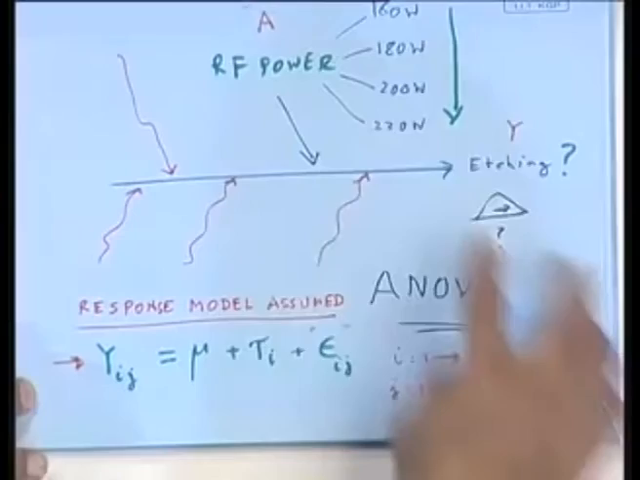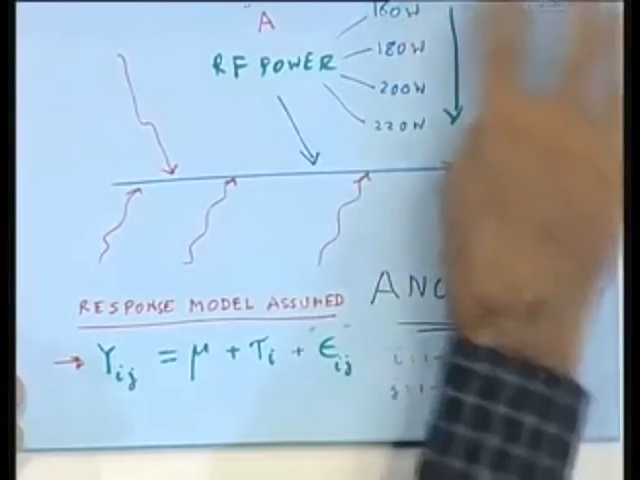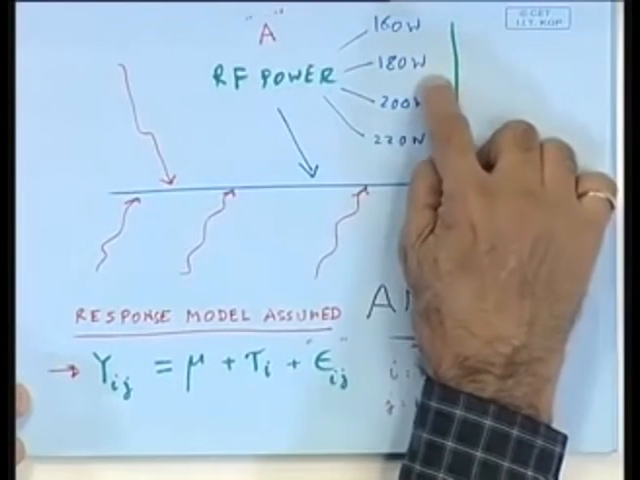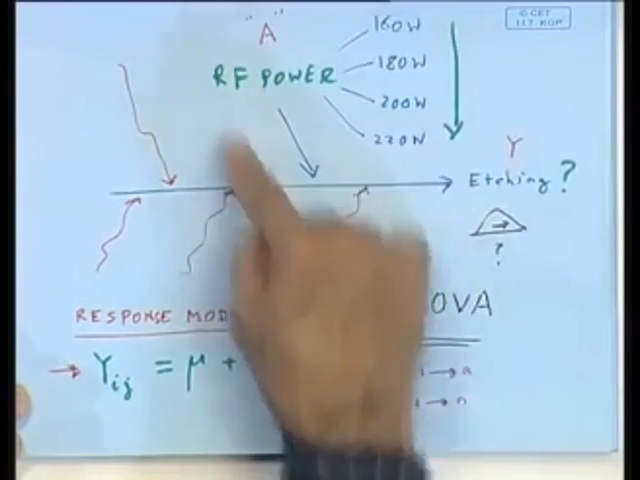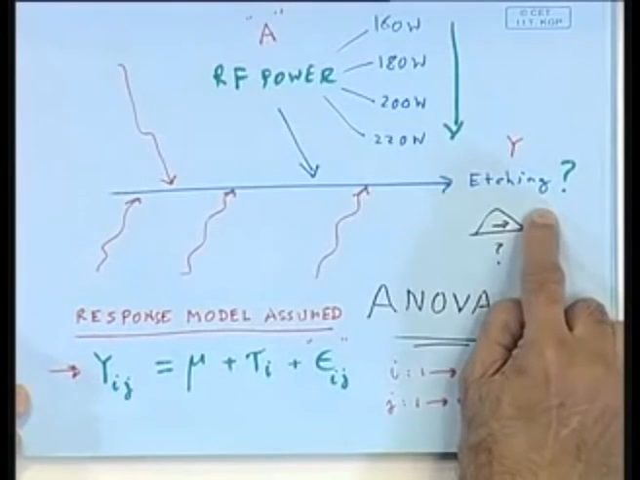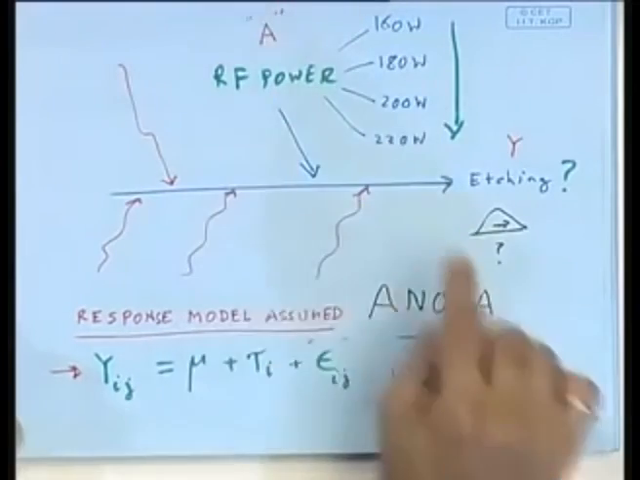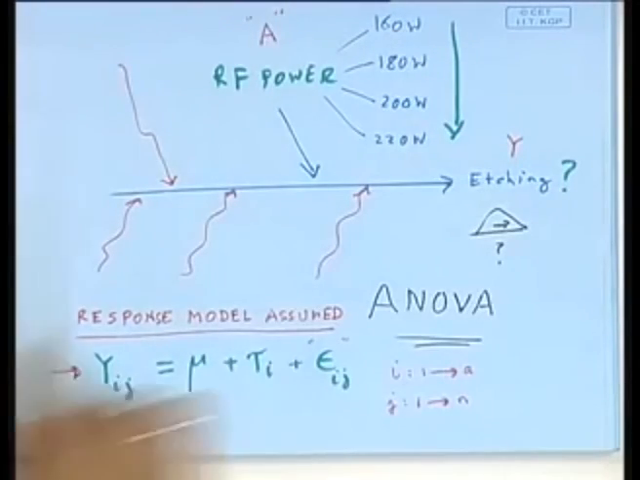We changed the treatment levels. We went from 160 watt. Look at the picture here. We looked at 160 watt. Then we changed the setting to 180. Then we looked at 200. Then we looked at 220. And each time we did this, we kept looking at our etching. And of course, we replicated the trials. Each time treatment was changed, we replicated the trials. And I ended up with my data there.